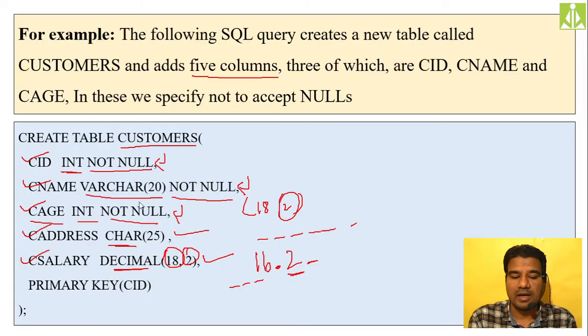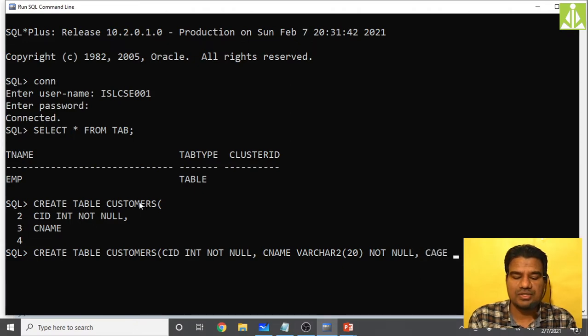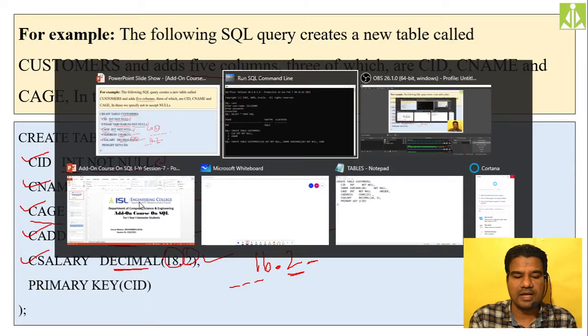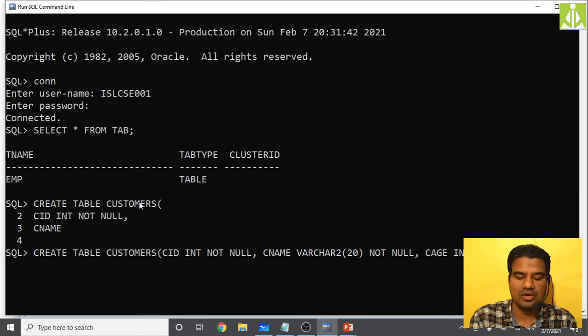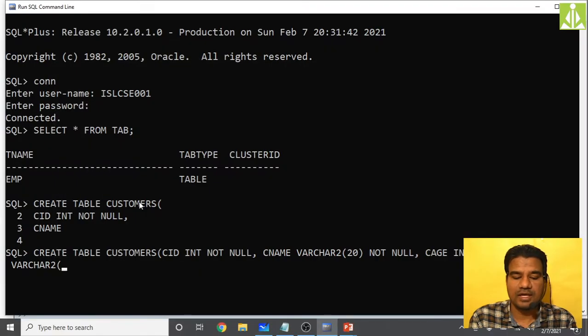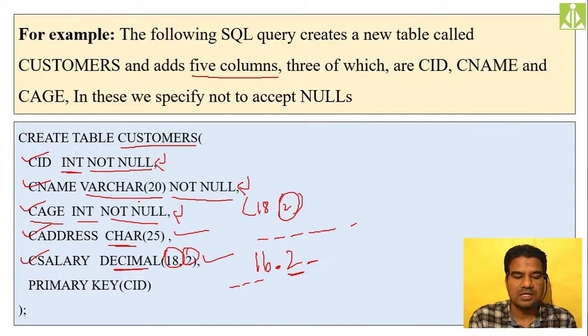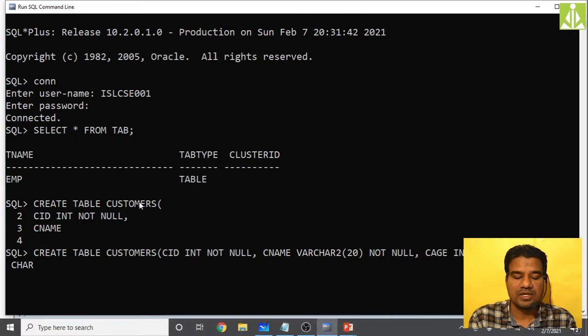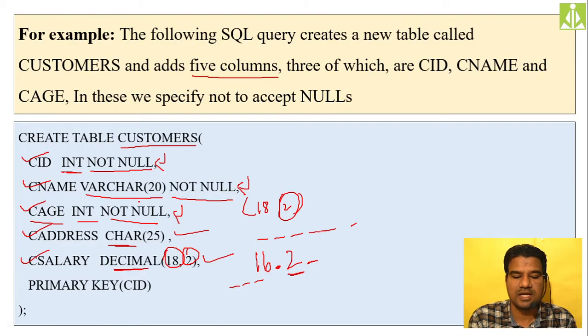Then CAGE, again integer, and it should also be not null. Then C address, character of 25. Character is similar to varchar, but there is a difference. Hopefully in our next session we'll discuss the data types.